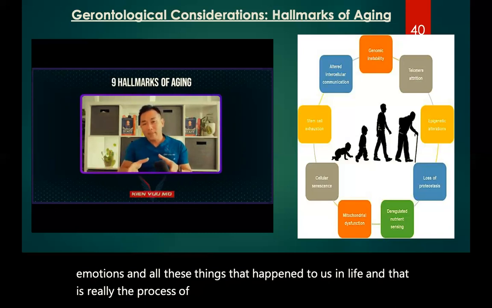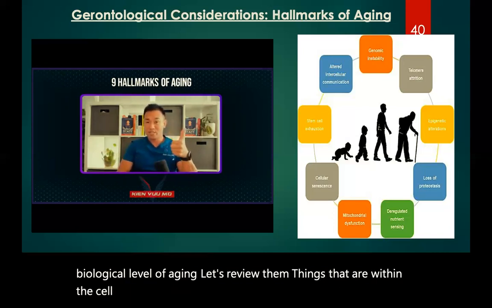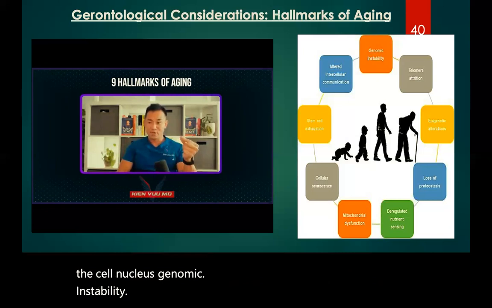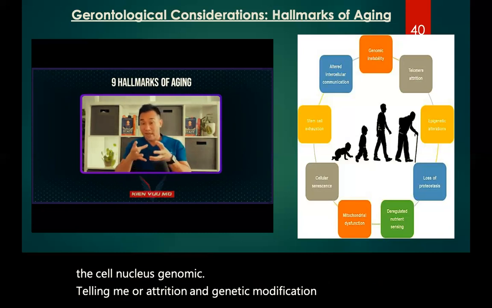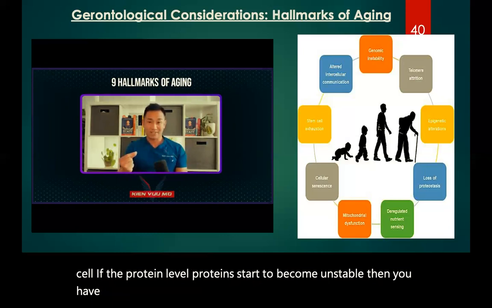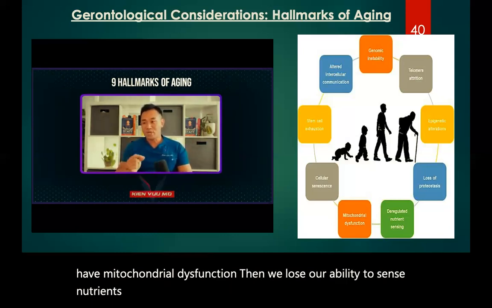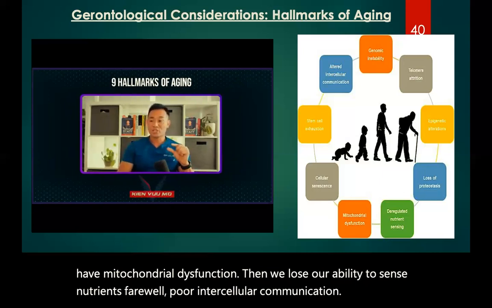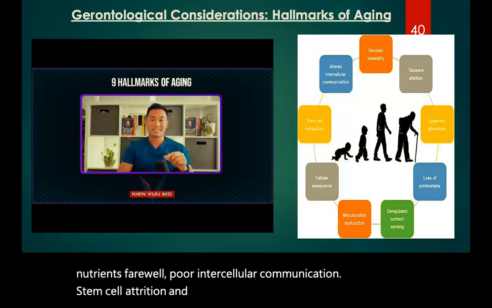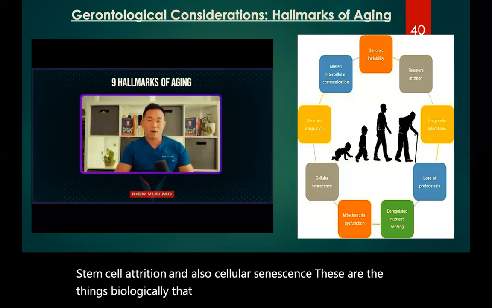So again, what happens at the biological level of aging? Let's review them. Things within the cell nucleus: genomic instability, telomere attrition, and genetic modification. Just outside the cell, at the protein level, proteins start to become unstable. Then you have mitochondrial dysfunction. Then we lose our ability to sense nutrients very well. Poor intercellular communication, stem cell attrition, and then also cellular senescence. These are the things biologically that happen. These are the 9 hallmarks of aging.